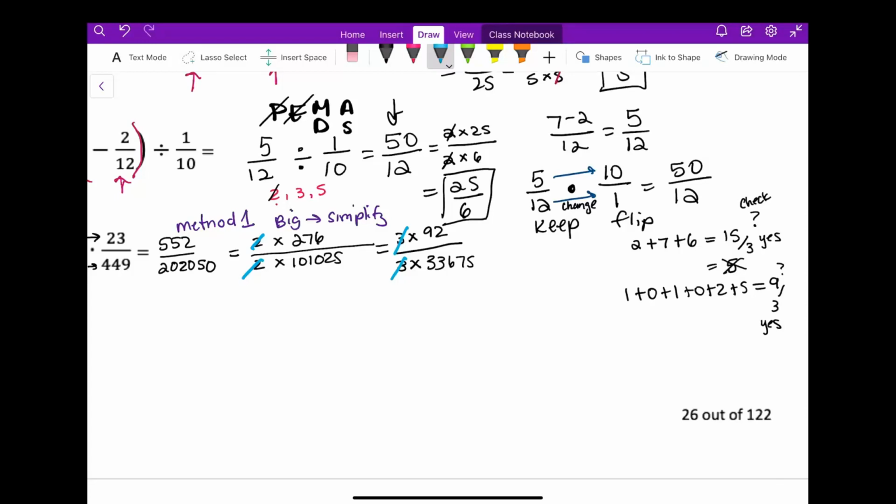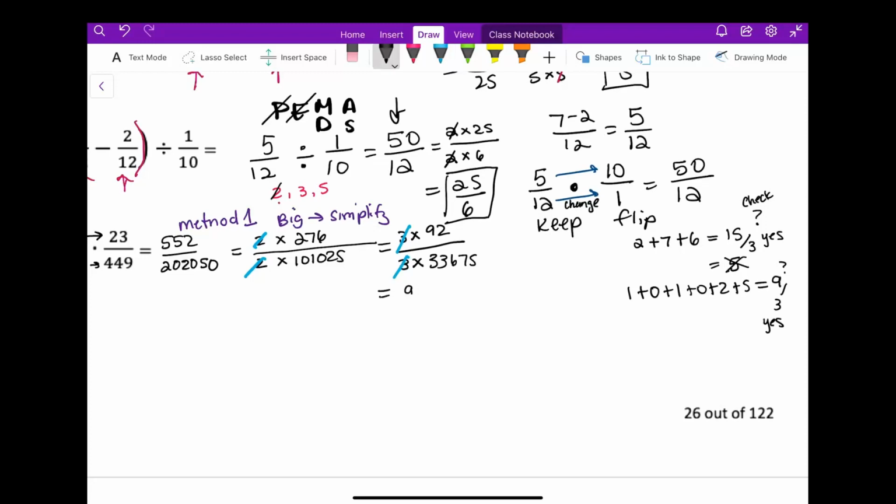Check for 2. Are both of these numbers, 92 over 33,675, are they both divisible by 2? Are they both even? No. So I'm up here, I'm going through my little list. So here's my 2. I crossed it out, even though it's already crossed out. How about 3? We're going to add up 9 plus 2 is 11. Is 11 divisible by 3? No. How about 5? Do they both end in 0 or 5?